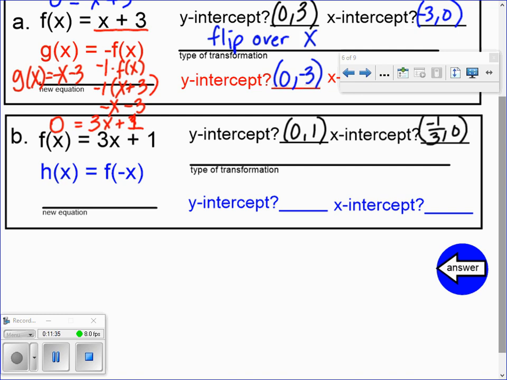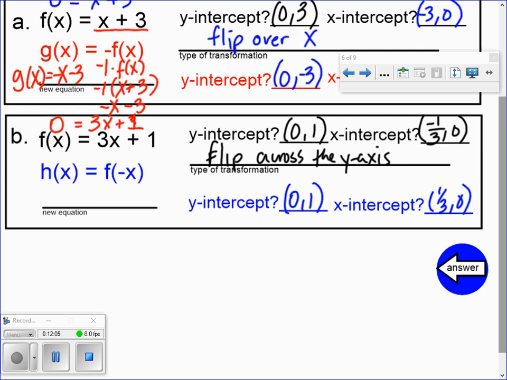Okay, this one is a reflection, or a flip, across the y-axis. And so when we reflect across the y, remember that it is the y-intercept that stays the same. So (0, 1). And it is the x-intercept that's going to change and become the opposite. So instead of (-1/3, 0), now we have (1/3, 0).